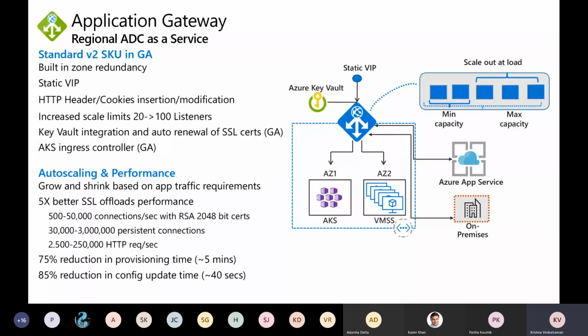And also on connections, previously one of the challenges was the number of connections the application gateway can handle. So we increased the connection threshold to 50,000. And at this point in time, it can handle up to 250,000 HTTP requests per second. It's a massively scalable service.